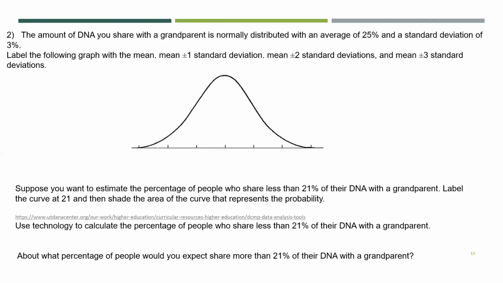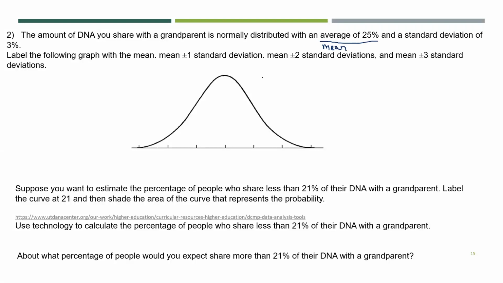Hello. In this video, we are going to look at a standard normal curve problem, and we're going to look at using technology to calculate the percentage in a certain area. So in this problem, we are told that the percentage of DNA that you share with a grandparent is normally distributed with an average of 25%.